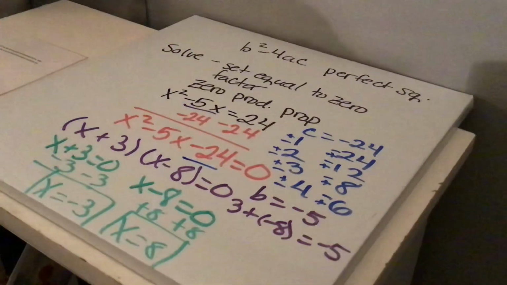That's solving by factoring when it's 1x squared. In 10.6, we'll look at it when it's not 1x squared.